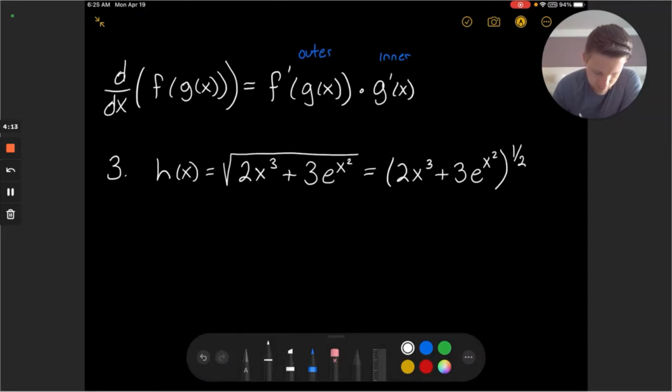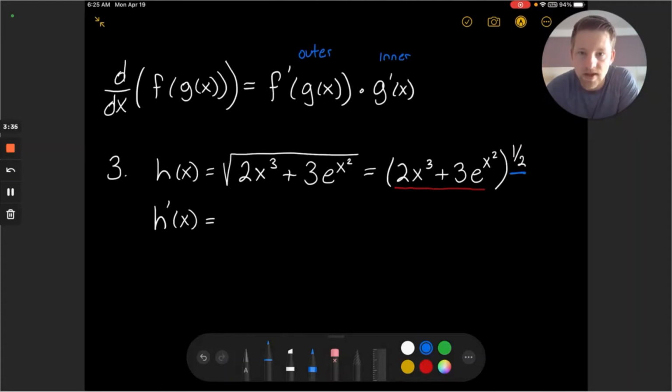So here we can see that we have some inner function, everything there in the parentheses, and an outer function, the 1/2 power. That's the last operation on our function h. So we can consider again the outer and the inner derivative separately. Let's take a look at that outer derivative using the 1/2 power and the power rule. The overall derivative will be called h prime of x, and we'll start with that outer derivative.